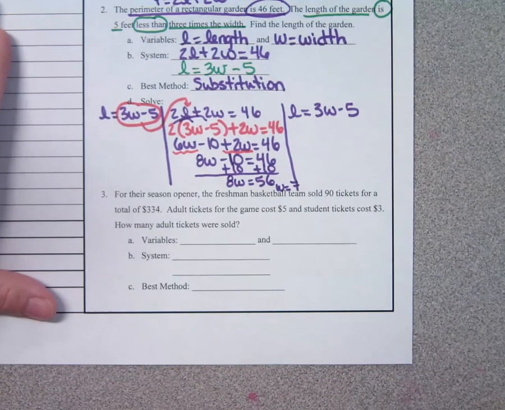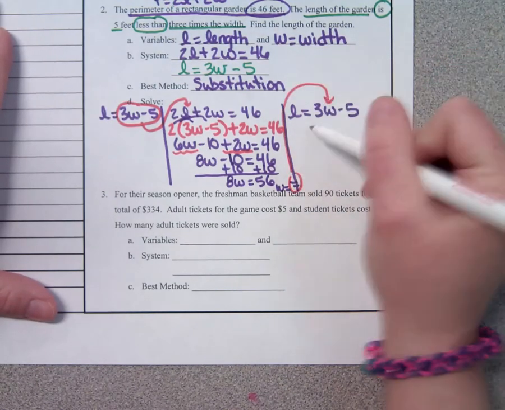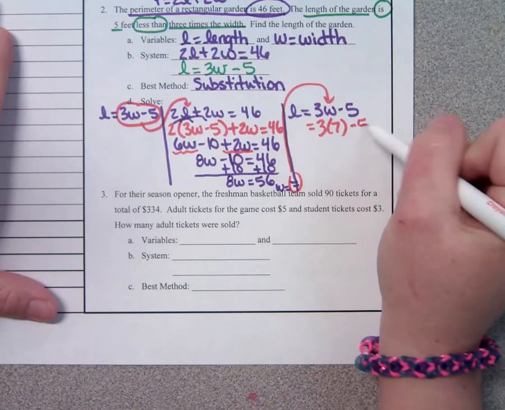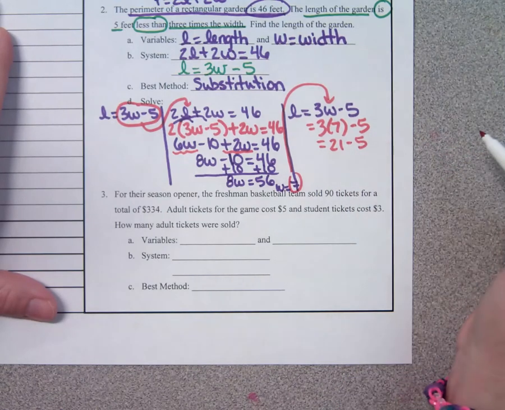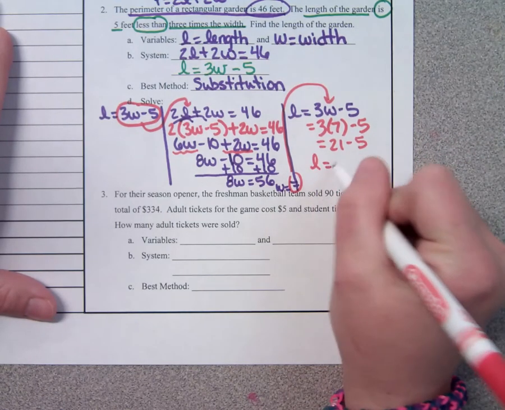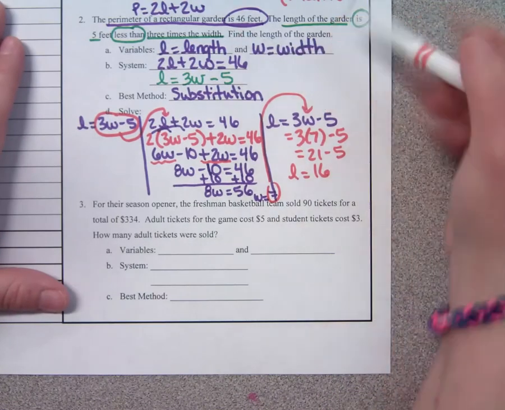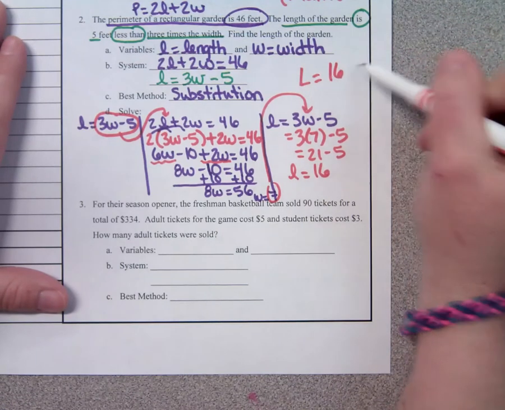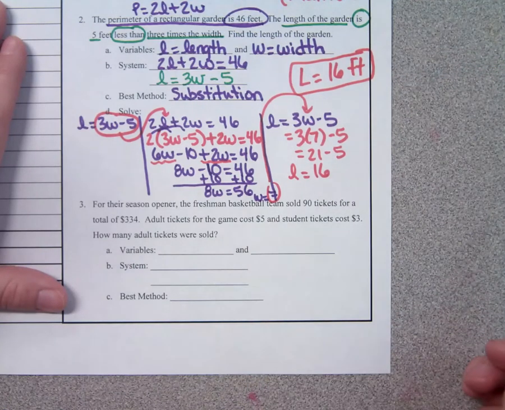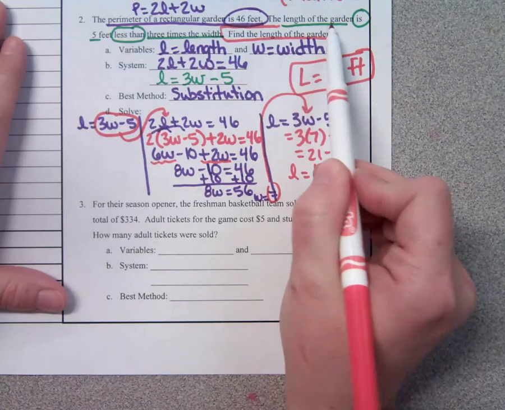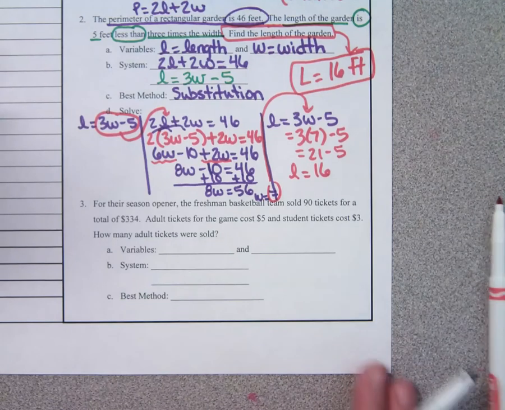Okay, if this is what W equals, where am I going to put it in this equation? Into the W. So it will be 3 times 7 minus 5. 3 times 7 is 21. 21 minus 5 is 16. So the length is 16. Okay, so it actually wanted to know what's the length of the garden. So the length is 16, and this is in feet. And we found the width to be 7, but the only thing it asked for up here is to find the length of the garden. So that's all I answered, was the length. That wasn't so bad.